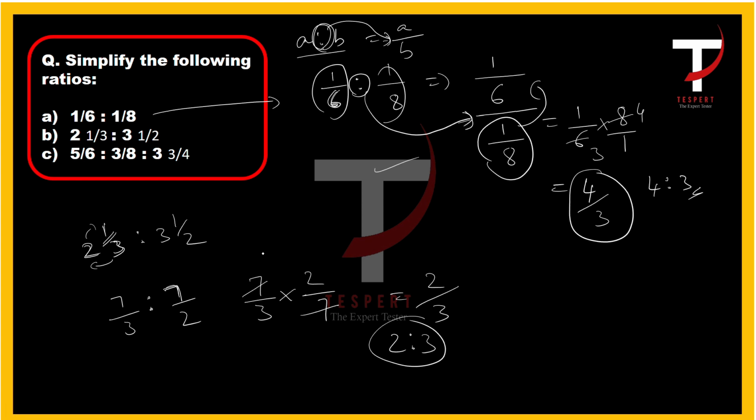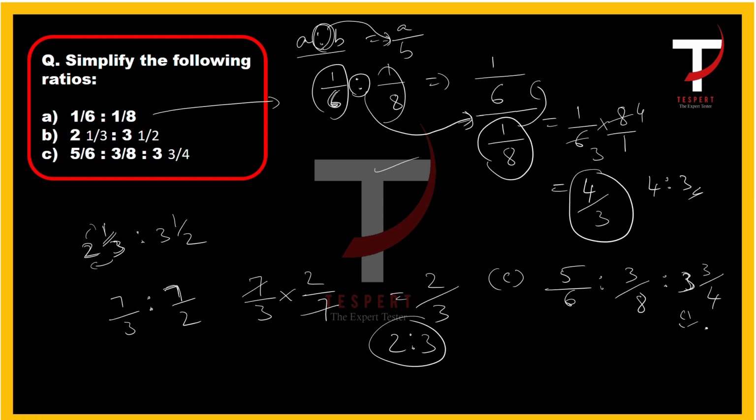Now third one, 5 by 6 is to 3 by 8 is to 3 3 by 4. This is not power, 3 3 by 4. This is a mixed fraction. So convert this 3 3 by 4 into an improper fraction.